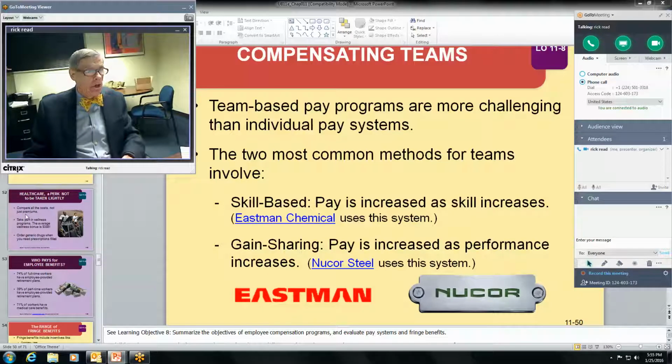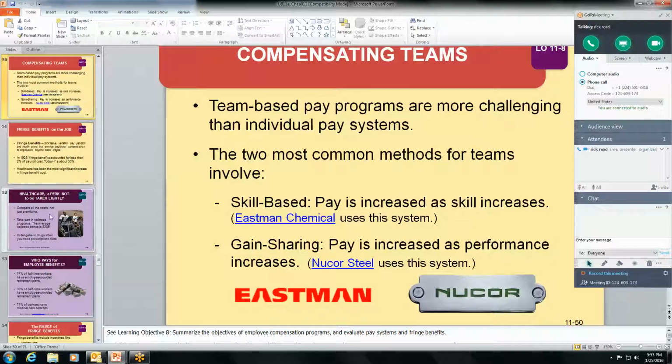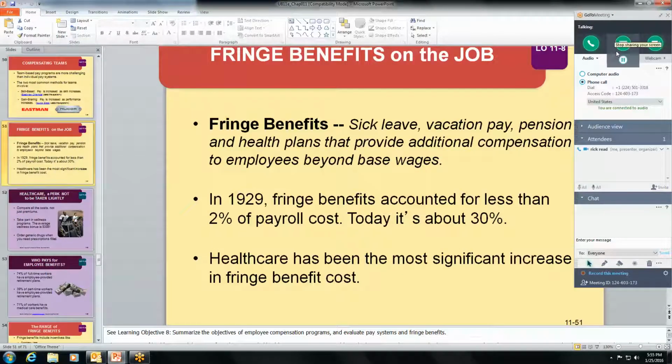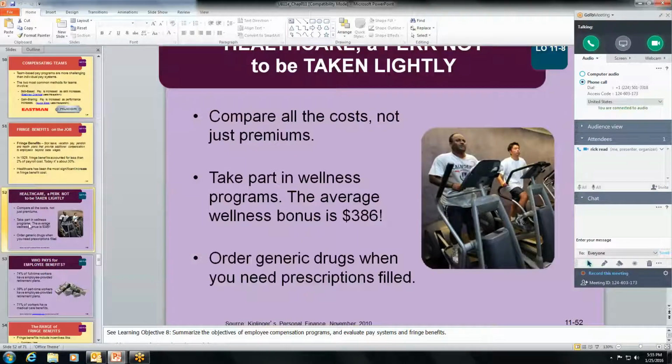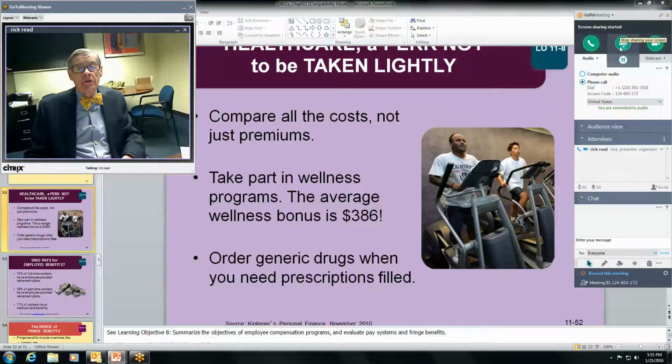Fringe benefits, and we know what they are: health care, dental care, maybe child care, elder care, etc. Look at this graphic here. 1929, fringe benefits accounted for 2% of payroll costs. Today, they're 30%. We know that healthcare is something that's expensive, and we need to pay attention to that.